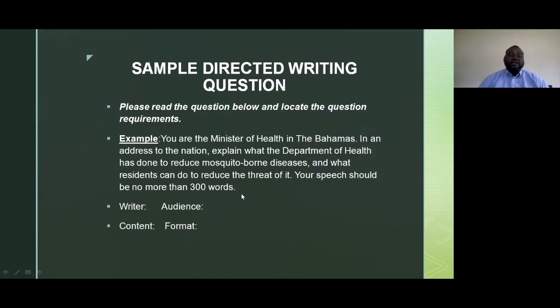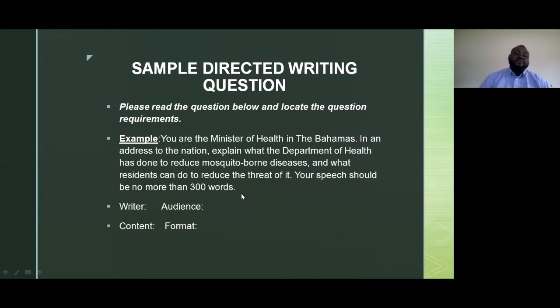And so as the Minister of Health, the person in authority, it is your job to speak with formal language, be informative, and address much like how the Prime Minister has been addressing us during this COVID crisis each time. And so you are the Minister of Health. You are talking to the Bahamian people. And because it's an address, if you notice in the question, address is a substitute for a speech. This is where awareness of synonyms is important. And so my format now is a speech.